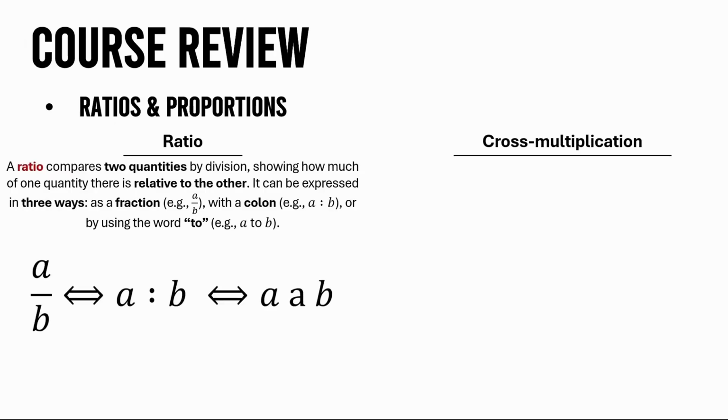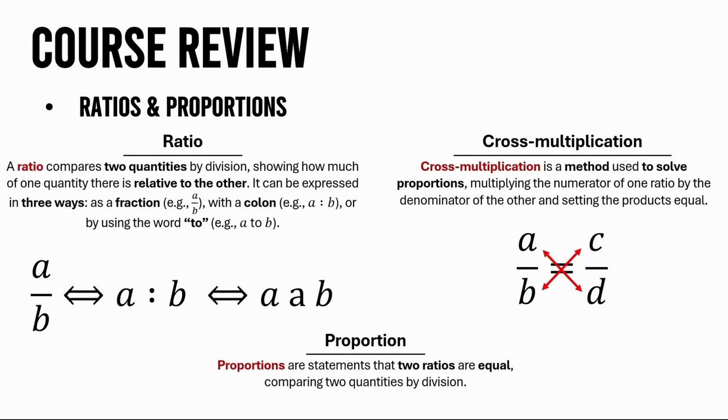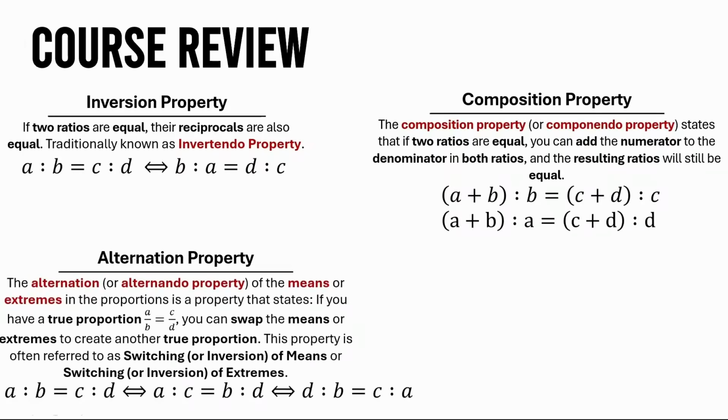Ratios and proportions. Ratios compare quantities. Proportions set two ratios equal. Cross multiplication is the standard method to find the unknown term in a proportion. Here's a summary of the properties of proportions.